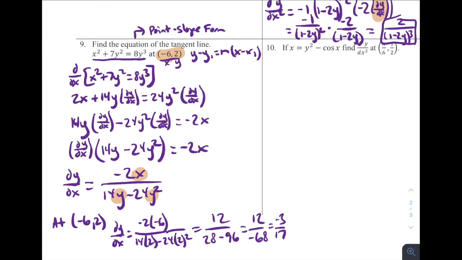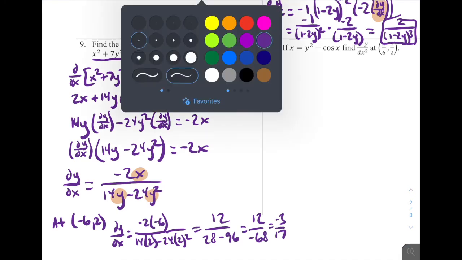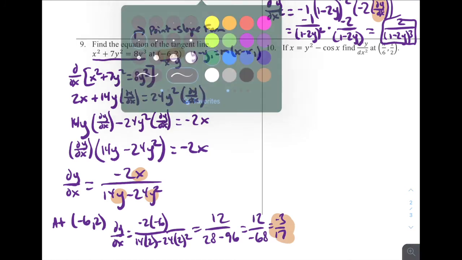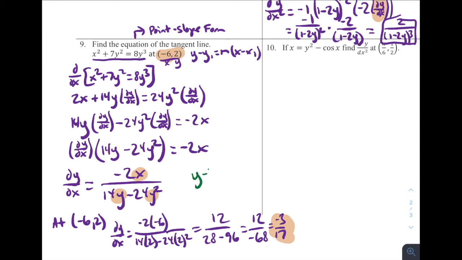So what do we have? In this problem, we now have the point, which they gave us, and we have the slope. So our final answer for this, if we want to put this in point slope form, looks like it's going to be y minus 2 is equal to negative 3 over 17 times x minus negative 6, so that's x plus 6 for our final answer for problem number 9. That's going to be the equation of the tangent line.